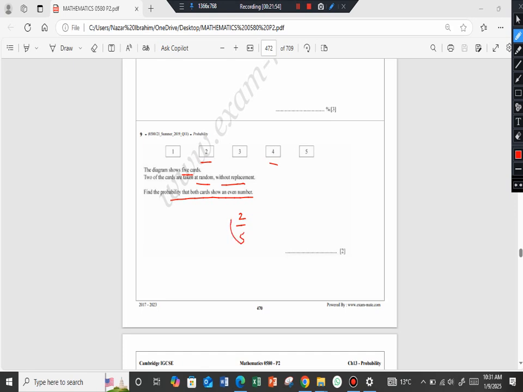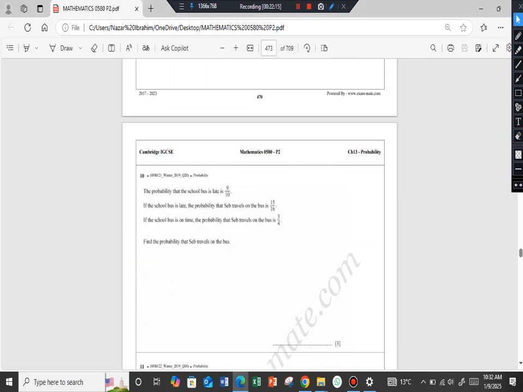And since it's without replacement, now total cards left are 4. 1 is taken out as even, so 1 is left. 2 ones are 2, 5 fours are 20, 2 ones are 2, 2 tens, 1 upon 10 is the probability. Is it clear for question number 9? Okay, let's move further. I hope everybody is understanding the questions.